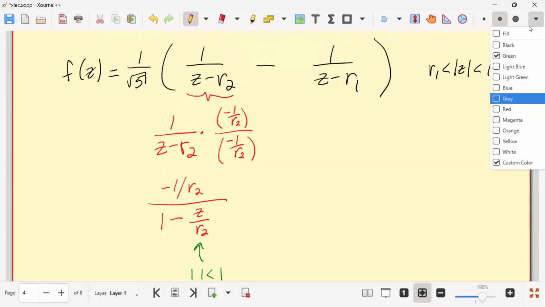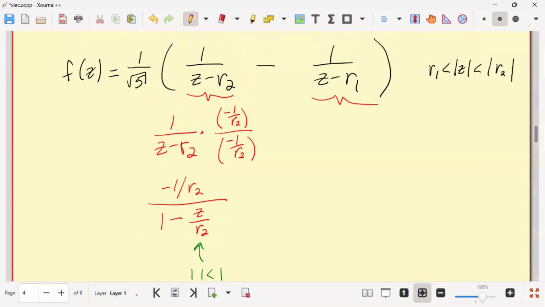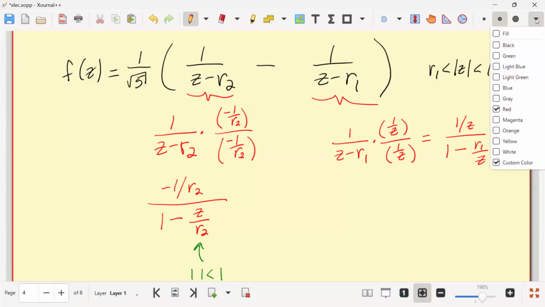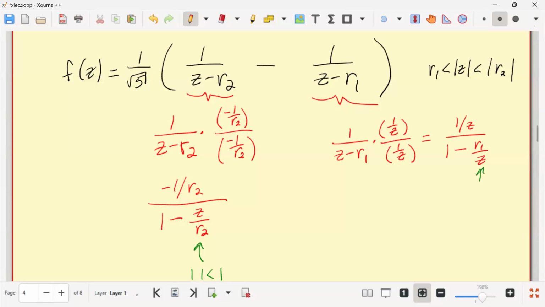And let's think about it. This term is 1 over z minus r1, and my modulus of z is bigger than r1 now. And so this is the one I should have multiplied by 1 over z over 1 over z. And so that's equal to 1 over z on top. And on the bottom, I get something that looks like the limit of a geometric series, 1 minus r1 over z. And the reason I chose the thing I did is that the modulus of that thing is less than 1. Check.